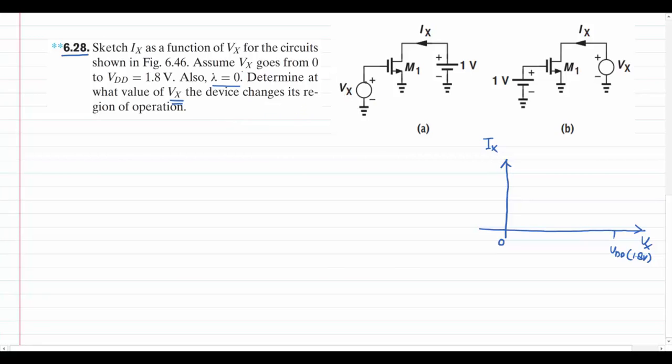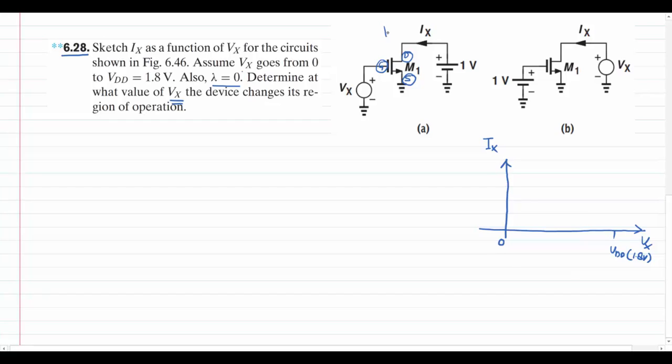To start off, let me just label a few things here. As this is an NMOS, let's just see which of these two terminals is the source. Well, in the case of NMOS, the source has to be at the lower potential, so this terminal is going to be the source because this is at lower potential as compared to this terminal, and this is going to be the drain, and this obviously is going to be the gate.